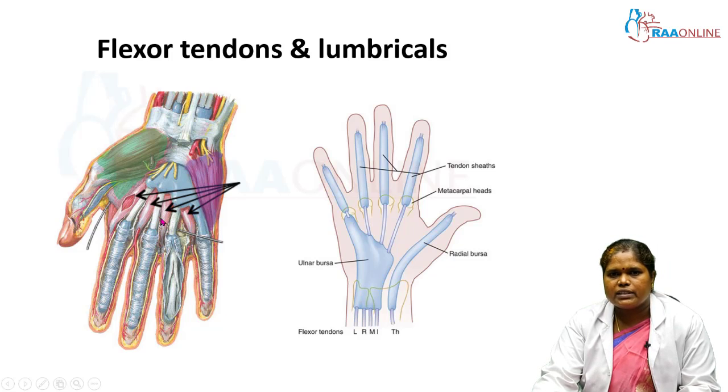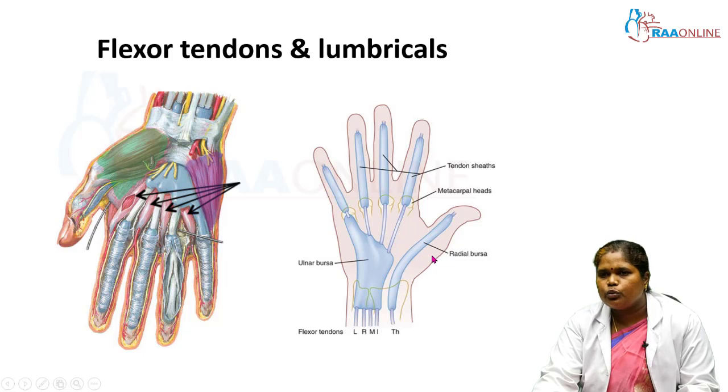We have already discussed these long flexor tendons, the ulnar bursa and the radial bursa. The long flexor tendons for the medial four fingers are covered by a common synovial sheath, and that is known as the ulnar bursa. The synovial sheath covering the flexor pollicis longus, the long flexor tendon to the thumb, is known as the radial bursa. Here we can see the ulnar bursa, radial bursa and long flexor tendons, with the lumbrical muscles.